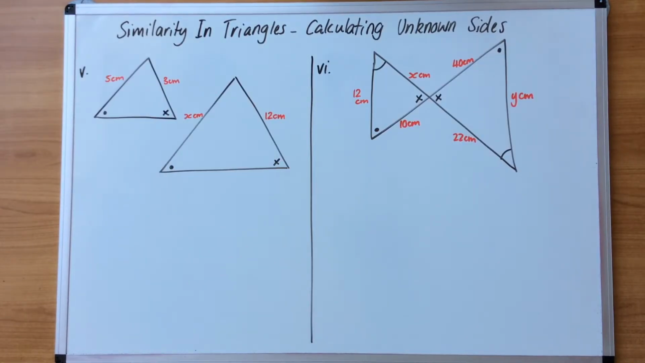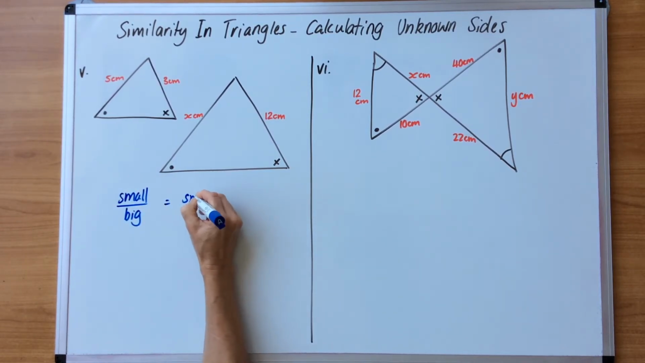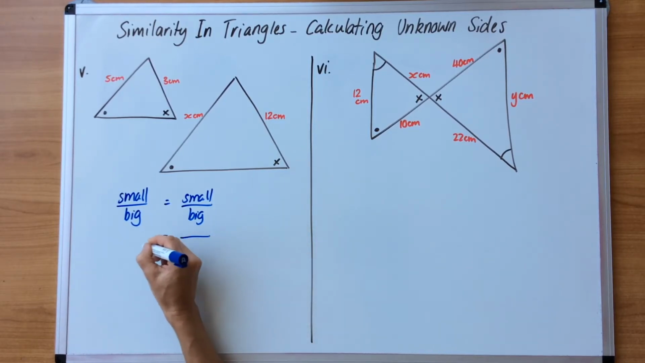Alright, we have 2 more questions to go through, and this time I've separated the triangles. So we've got a small triangle and a big triangle. So we're going to start with the rule. Small over big equals small over big, and as a reminder, that's small triangle measurement over big triangle measurement. So now we're going to substitute in these values because we've just written the rule.